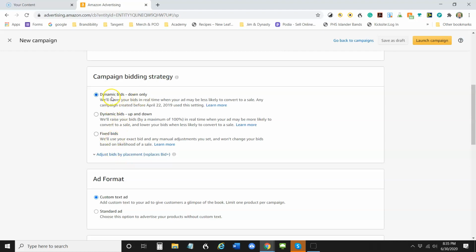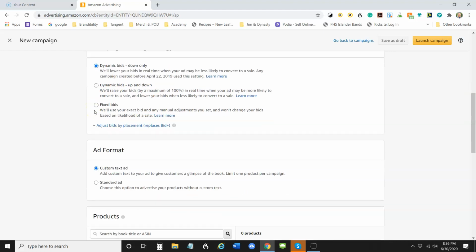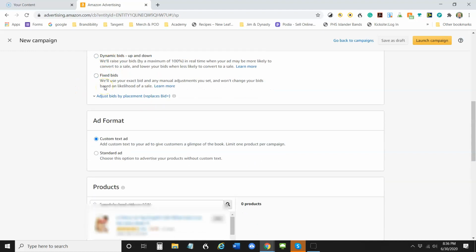I always do dynamic bids down because I have the low cost bid strategy, and so that's what works for me. On some of my better successful ones, I have tried bids up and down. I think this works best at Christmas time. I am more likely to use this strategy at Christmas because there's a lot more buyers, a lot more shoppers out there, and I've had better success during high buying season, Christmas time.